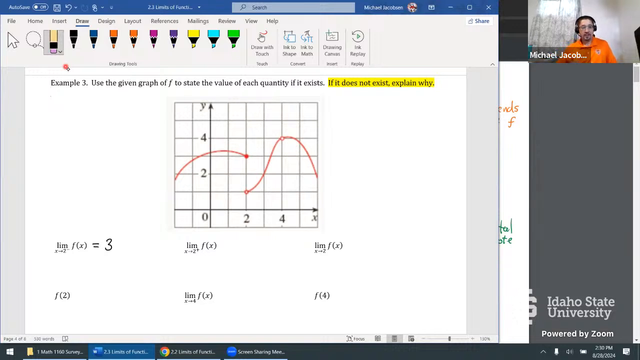You'll notice we've done a lot of these examples where you just look at a graph and read off the limit. That means there's a good amount of these in the homework, and you can expect in section 2.3, exam problems will look like this as well.